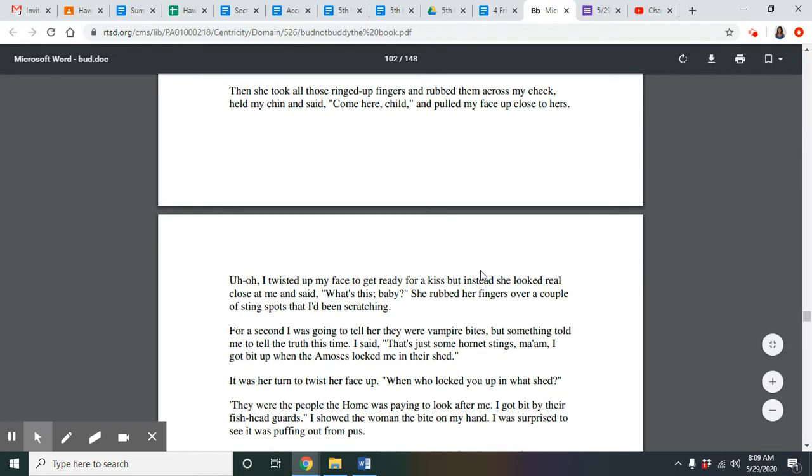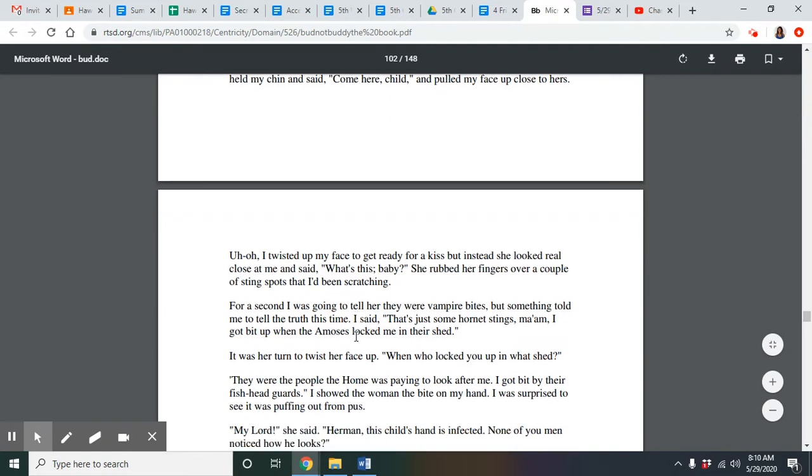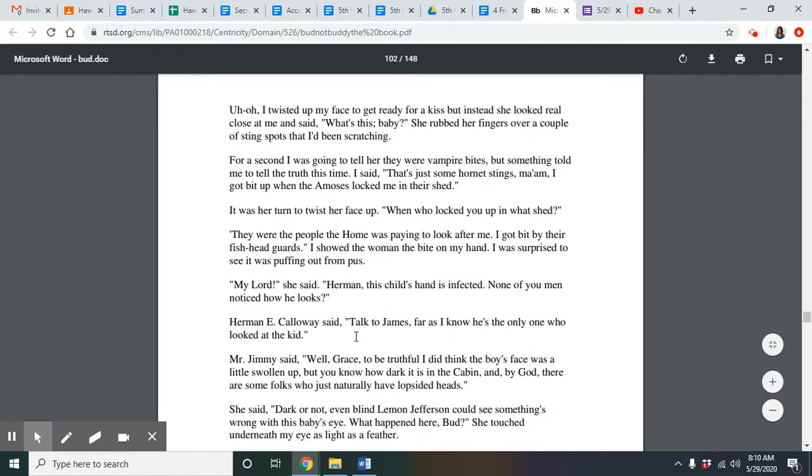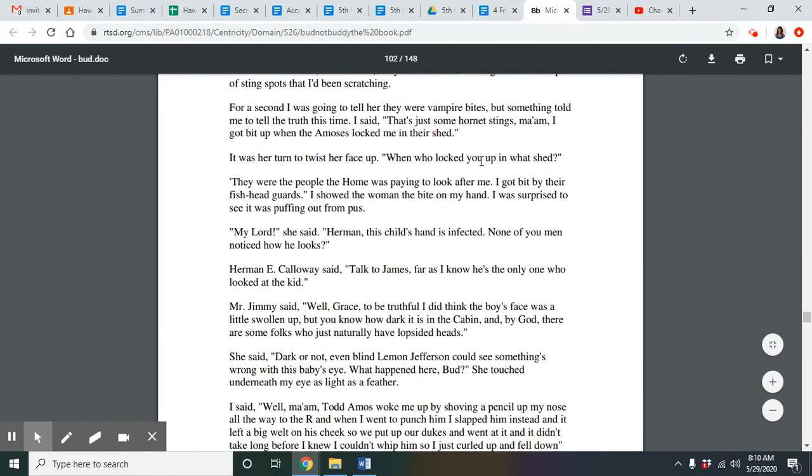So, on top of page 102, she goes, "Uh oh." I twisted up my face to get ready for a kiss, but instead she looked real close at me and said, "What's this, baby?" She rubbed her fingers over a couple stink spots that I had been scratching. For a second, I was going to tell her they were vampire bites, but something told me to tell the truth this time. I said, "That's just some hornet stings, ma'am. I got up when the Amoses locked me in their shed." It was her turn to twist her face up. "When who locked you in what shed? Locked you up in what shed?"